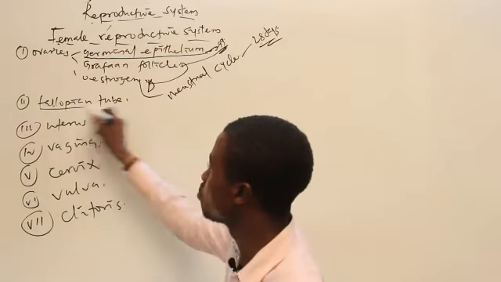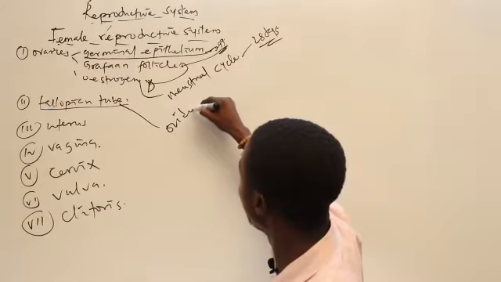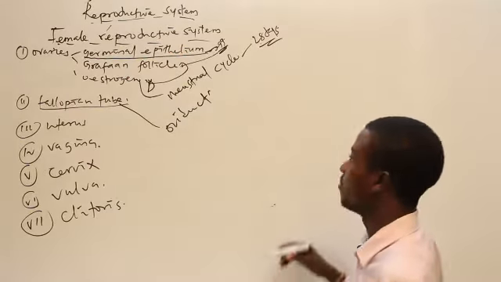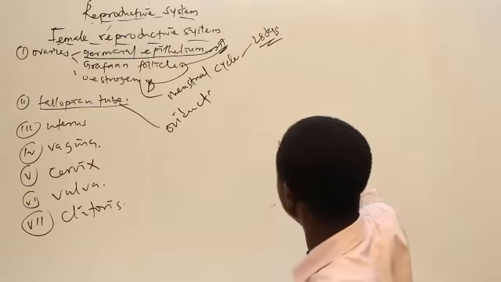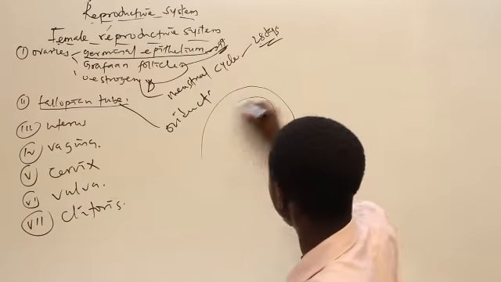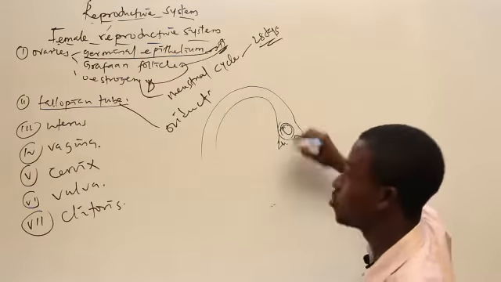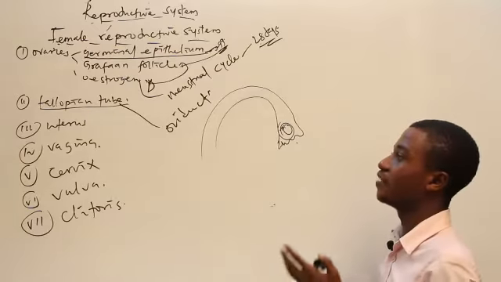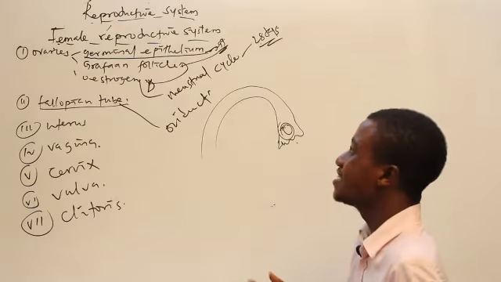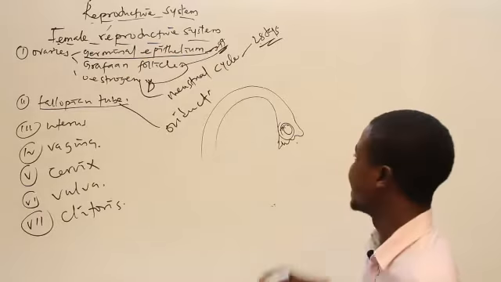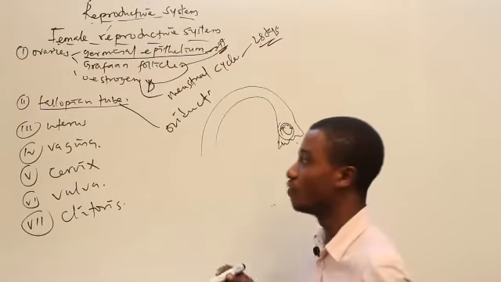Now, what is the fallopian tube? The fallopian tube is also called the oviduct. Most times you see a diagram like this. That's the fallopian tube. It opens like a kind of hand. This is where the egg will stay. The fallopian tube receives the egg, and the egg develops here. So that's what we call the fallopian tube.